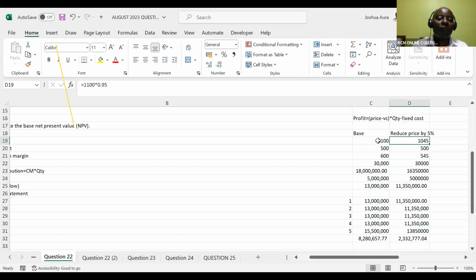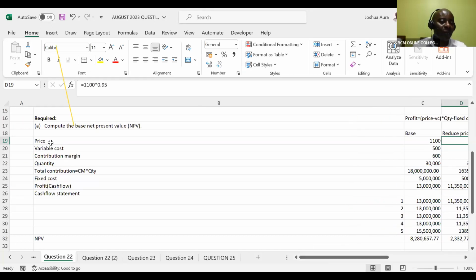You see, the price was 1,100, but now they've told us that the price is being reduced by 5%. So how do we reduce it? The formula is here. We take the older price times 0.95. Once we get a new price, because I'd copied the formula, everything adjusts itself automatically, till here. So for you to understand, please allow me to pick another variable.